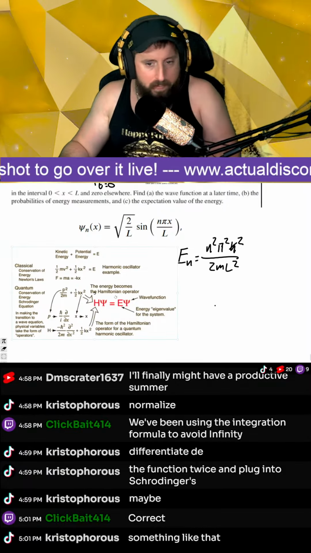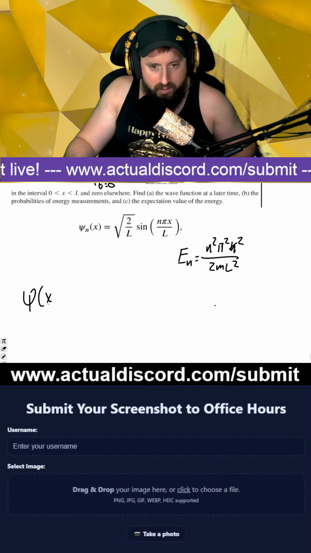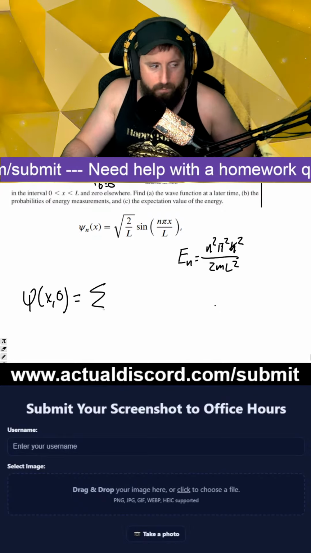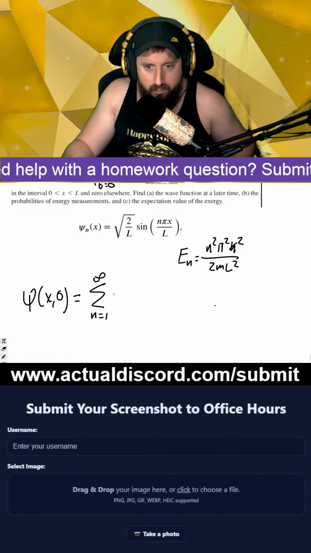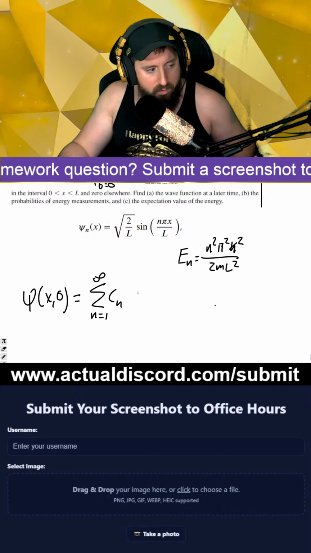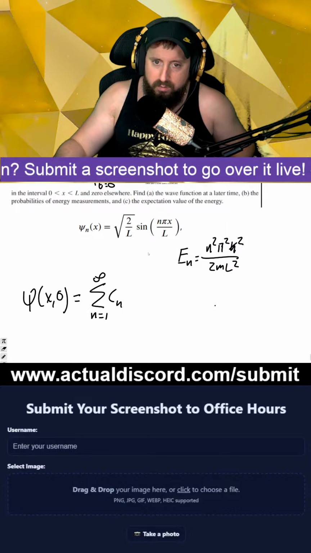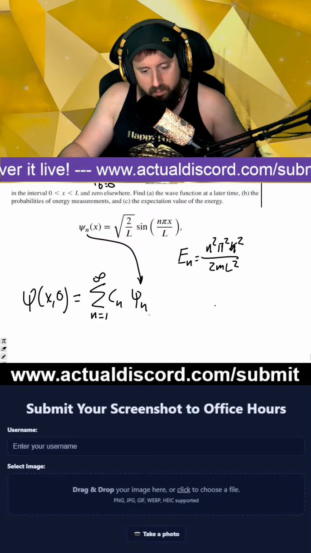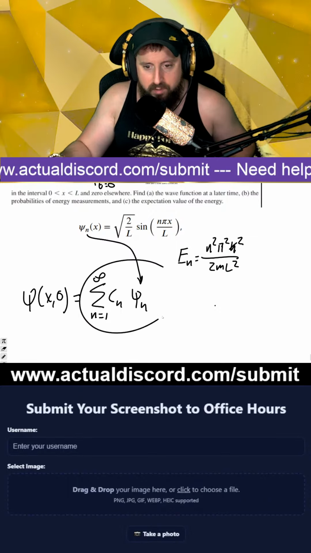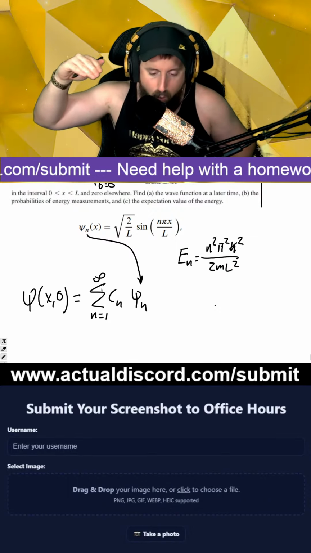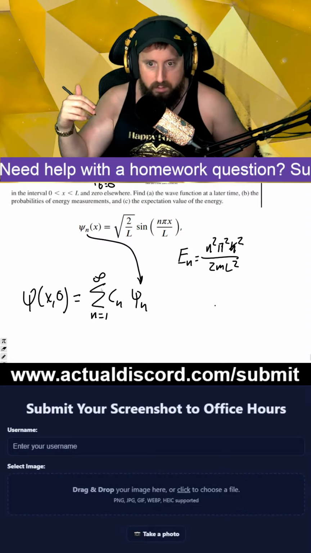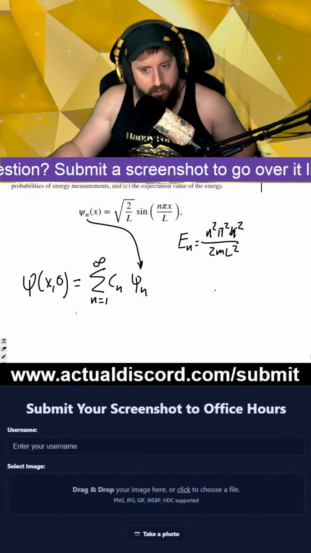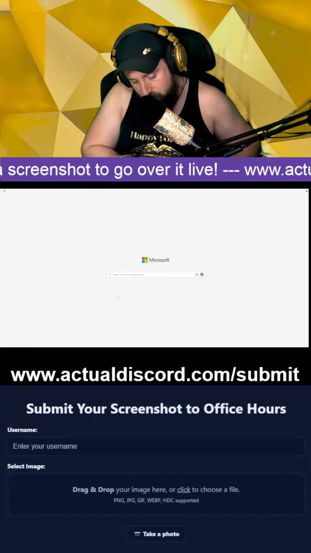Okay. I know that psi of x, 0 has to be equal to a bunch of these coefficients, right? From n equals 1 to infinity. I'm going to say c of n times what the eigenstates are. So this is psi n, right? This is the entire wave function, and these are the individual quantized energy states you can have, right? And then in order to figure out the coefficients, what's that? Coefficients.